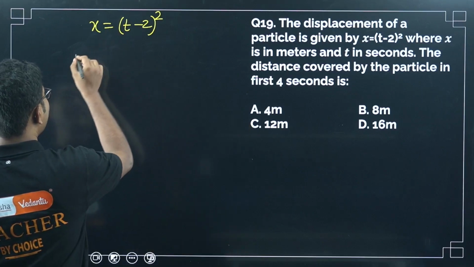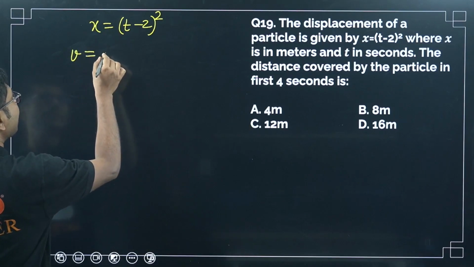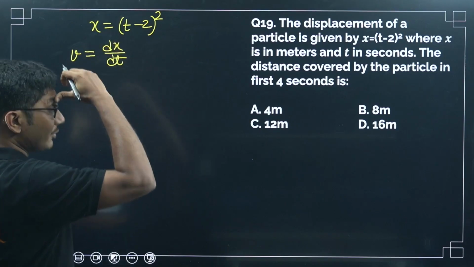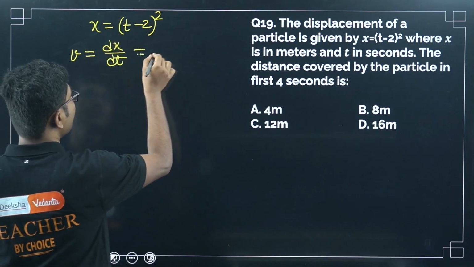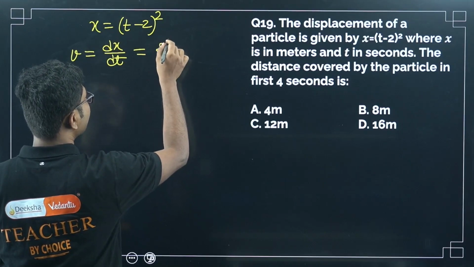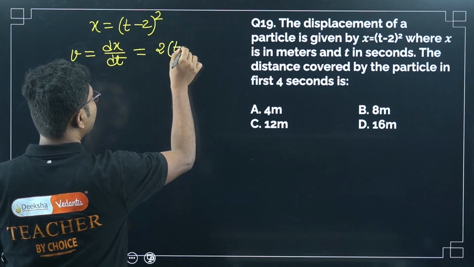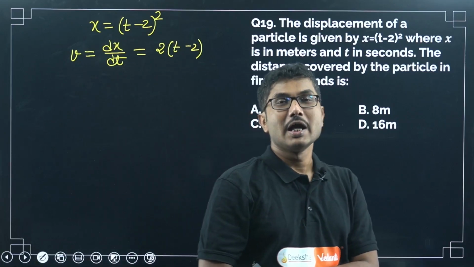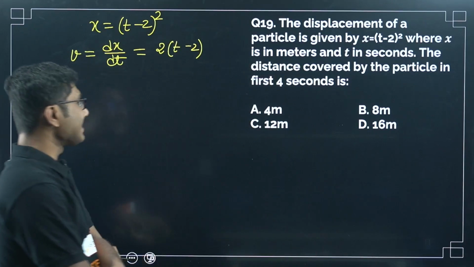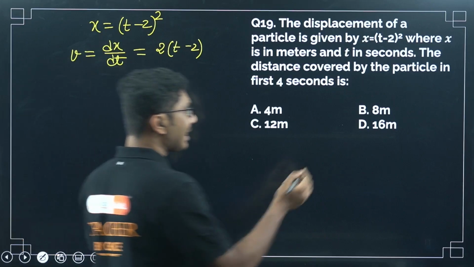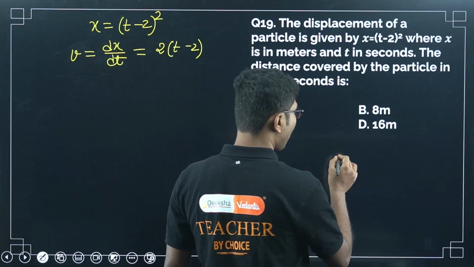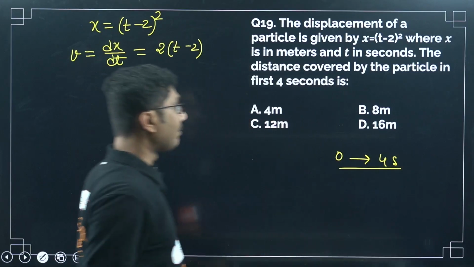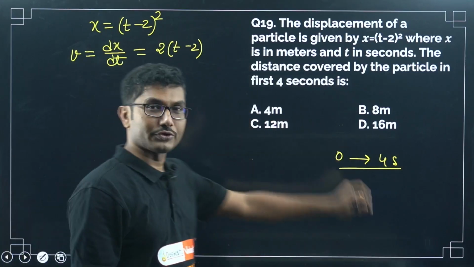So what is the velocity? Velocity will be dx by dt, right? So dx by dt equals, if you know how to do differentiation, 2 into (t minus 2), right? So this is the differentiation. I hope you are aware of that. Now this is a very interesting question. Here they have asked you to find the distance from 0 to 4 seconds, right? First 4 seconds means 0 to 4 seconds.